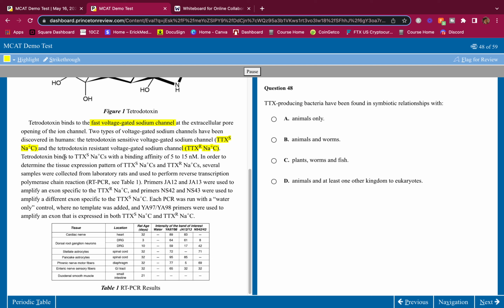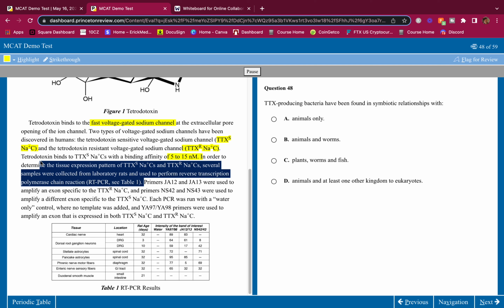Okay, tetrodotoxin binds to TTX-S Na+ channels, so the sensitive one, with a binding affinity of 5 to 15 nanomolar. Let me highlight this. That's its binding affinity. Oh my god, come on, highlight. Okay, in order to determine the tissue expression pattern of TTX-sensitive and TTX-resistant channels, several samples were collected from laboratory rats and used to perform reverse transcription polymerase chain reaction. Important stuff here. This is something you've seen in your content review, so you should know exactly how this works and how this happens, okay?